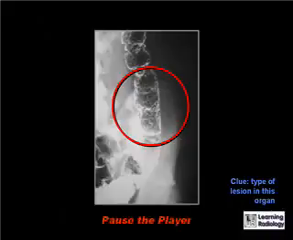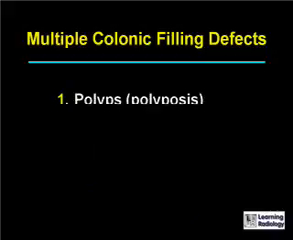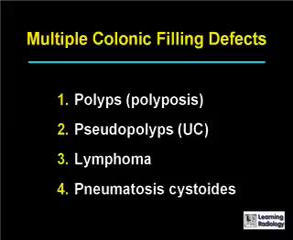This is your next differential diagnosis. The differential is for multiple colonic filling defects. There are 4 causes listed. 4 of the causes of multiple colonic filling defects include multiple polyps, such as in polyposis syndromes, pseudopolyps in ulcerative colitis, lymphoma, or pneumatosis cystoides.